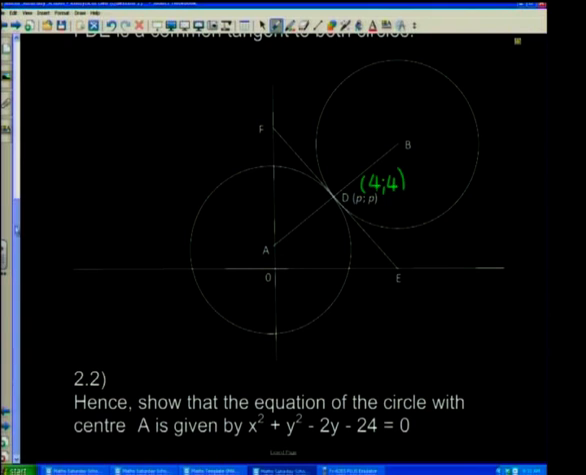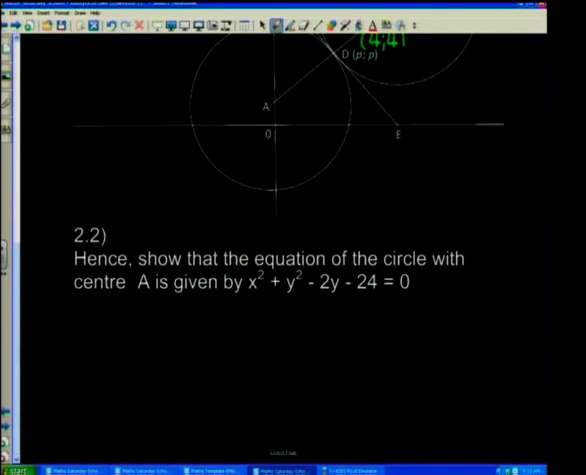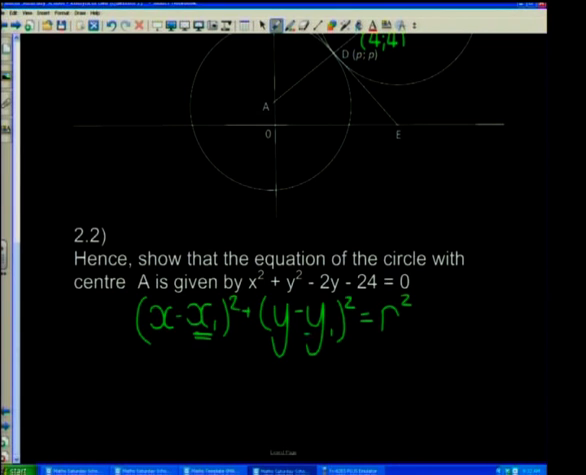They have asked us to prove, hence show, that the equation of the circle with center A is given by the formula x squared plus y squared minus 2y minus 24 equals 0. Our formula for the circle is going to be x minus x1 squared plus y minus y1 squared equals r squared. Remember that this coordinate over here and that coordinate over there form the center points of your circle.